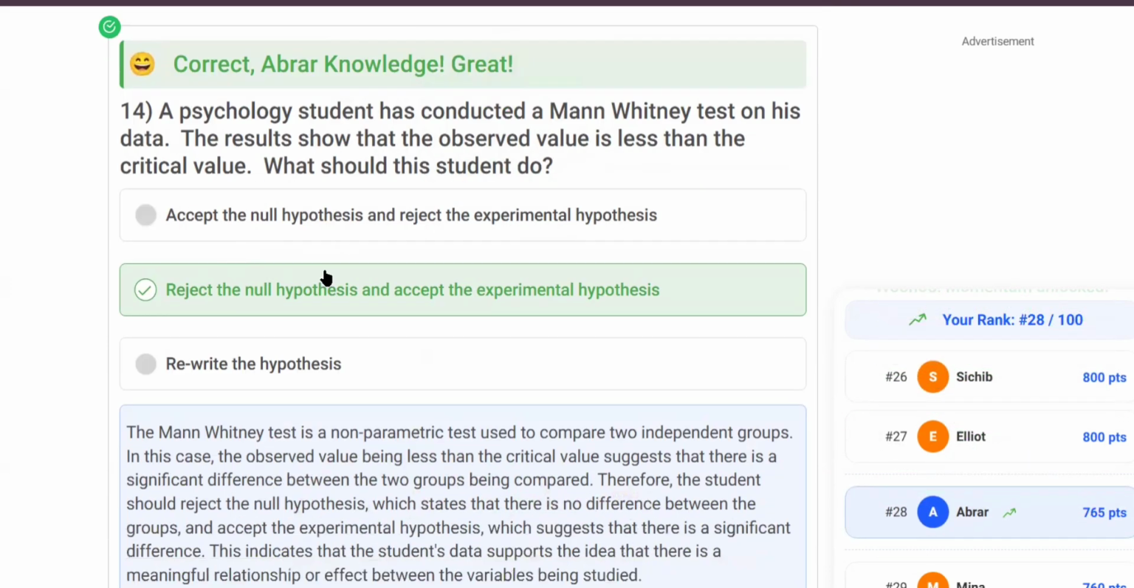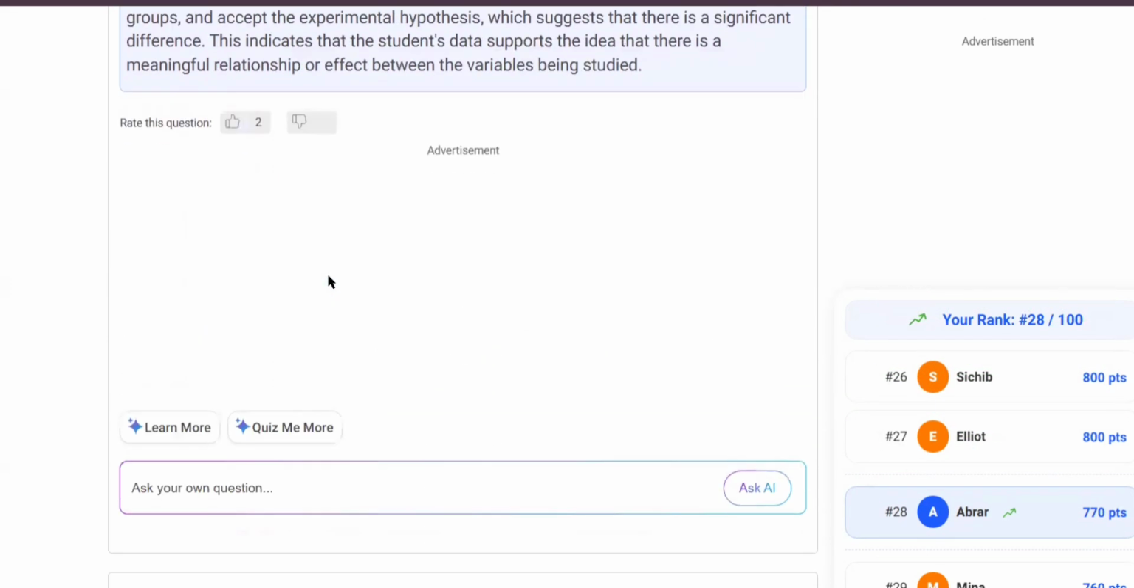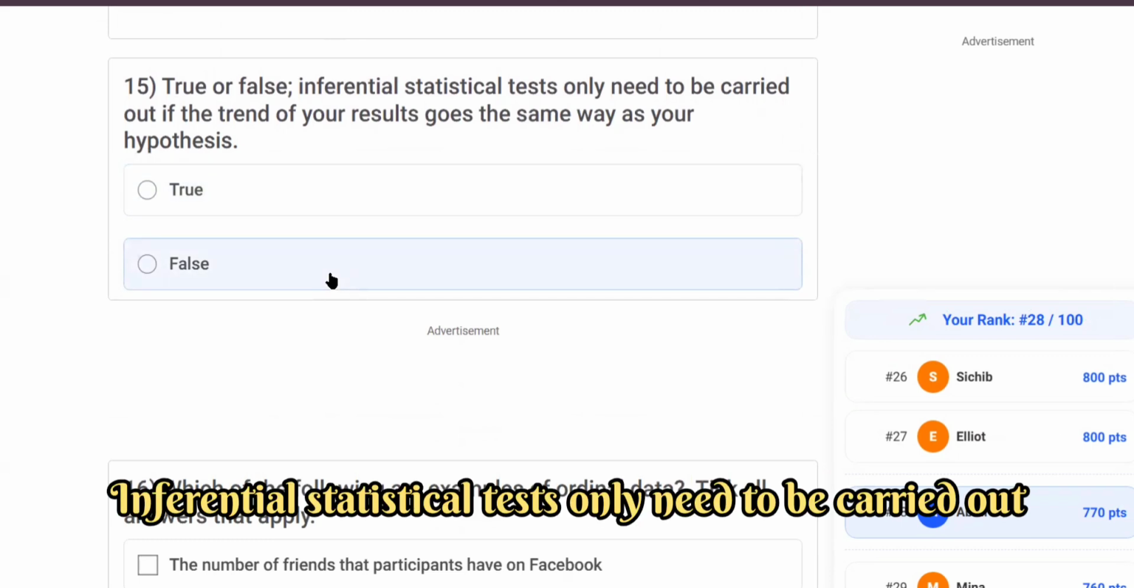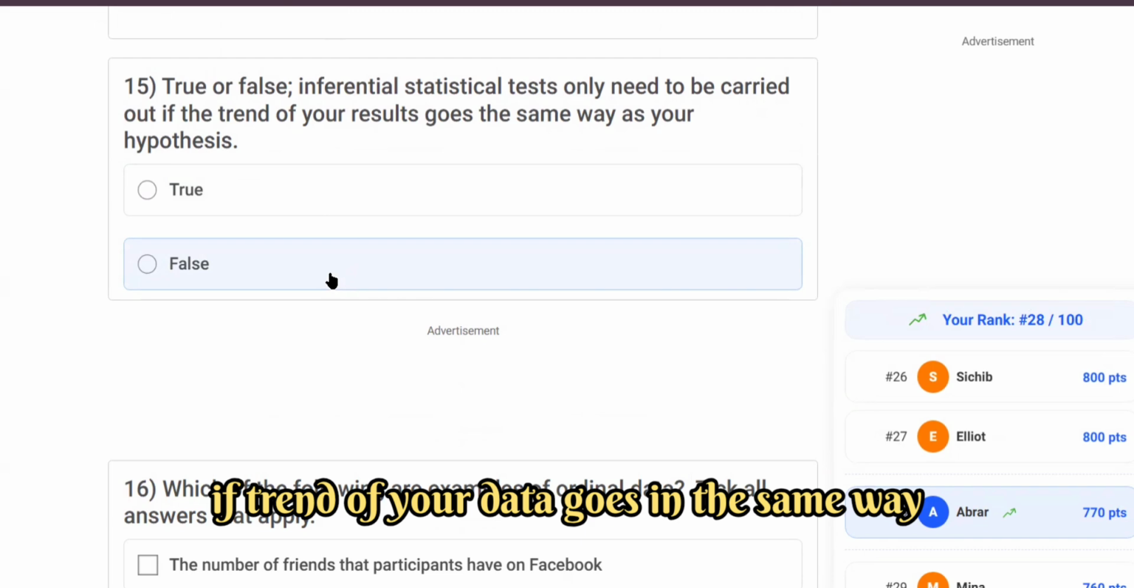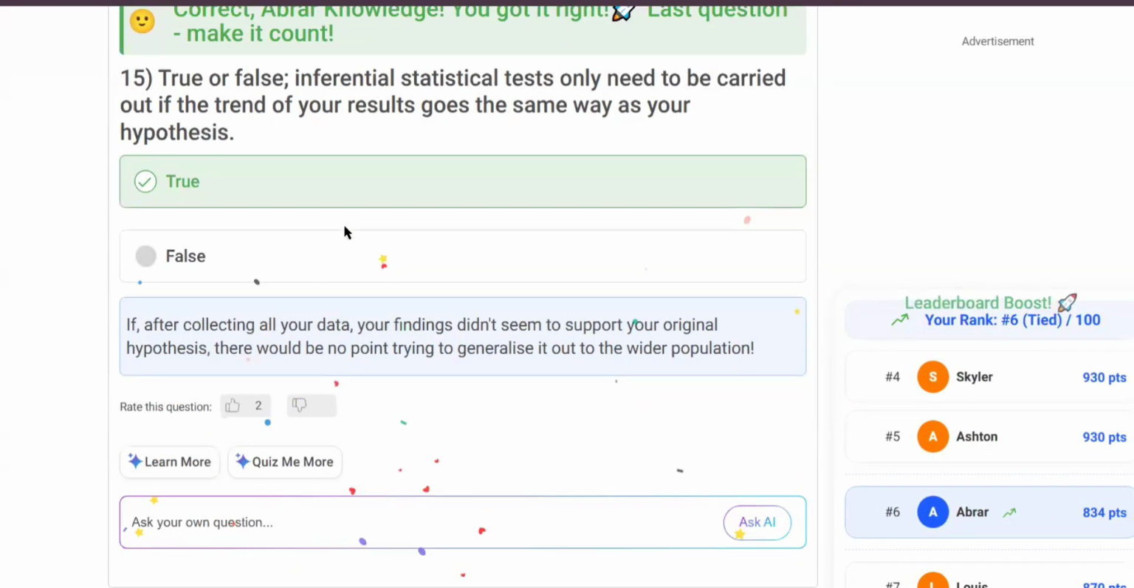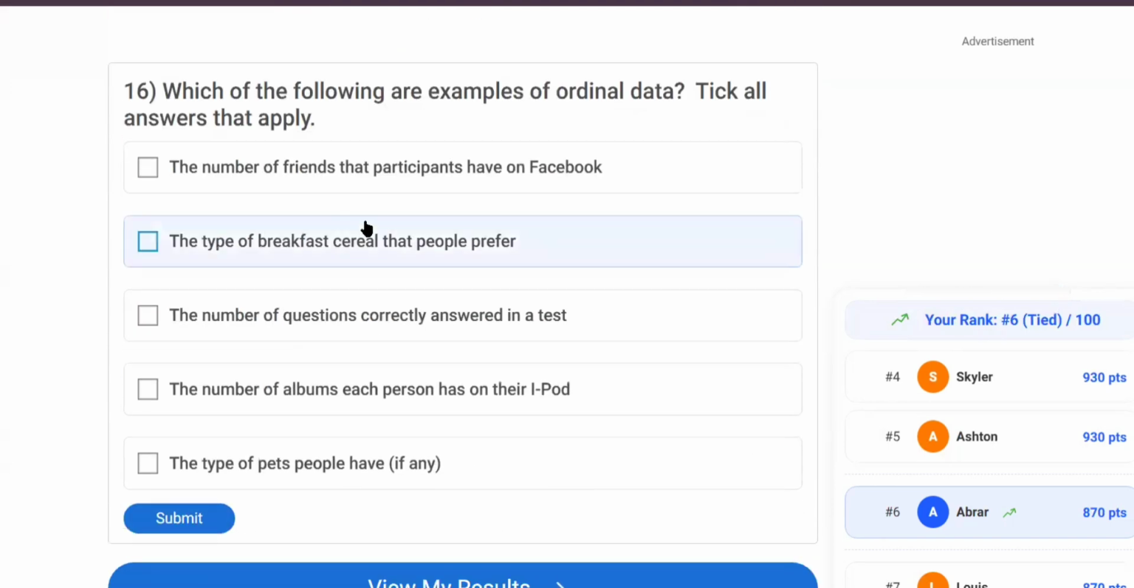Okay. Now the next question. True or false? Inferential statistical tests only need to be carried out if the trend of your data goes in the same way as your hypothesis. Yes. And now the next question.